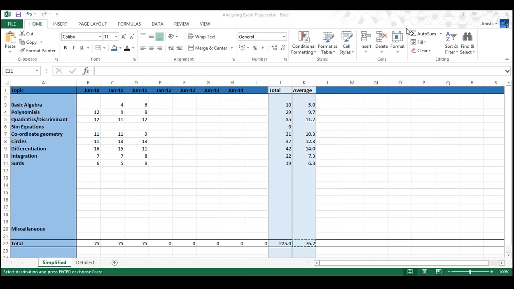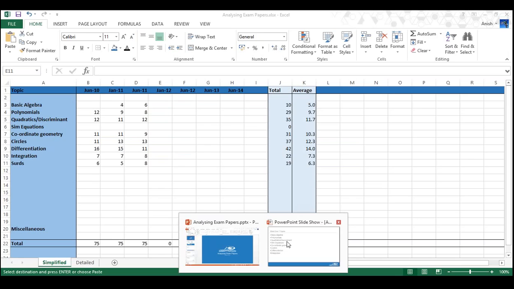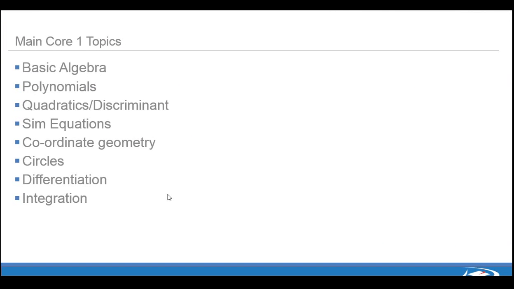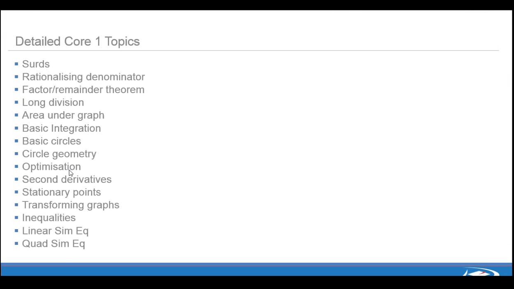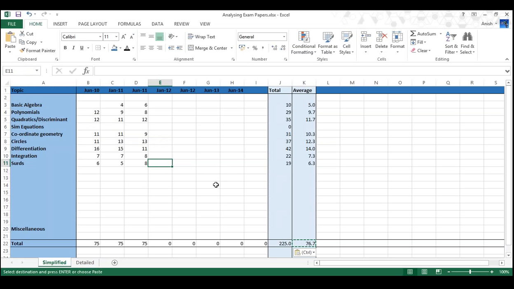So now I'm going to go through the more detailed version. So we go back to the slides. I've sort of picked these topics, but we're probably going to add more topics. Now this will take a lot longer to do, right? That one that I did, you're probably looking at about 5 minutes per paper, so that whole thing would take you less than an hour to do for core 1. And then if you did core 2, core 3, core 4, you're looking at a couple of hours work and you've got it all.